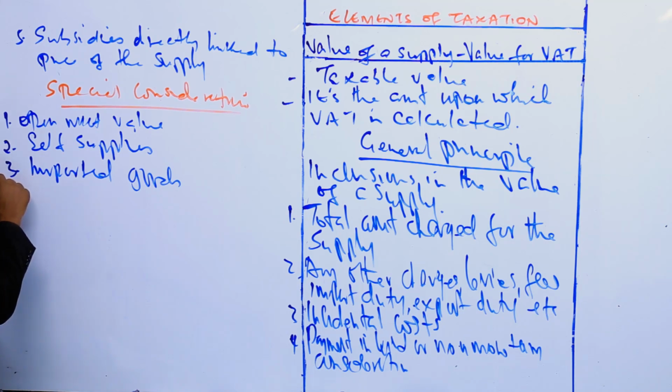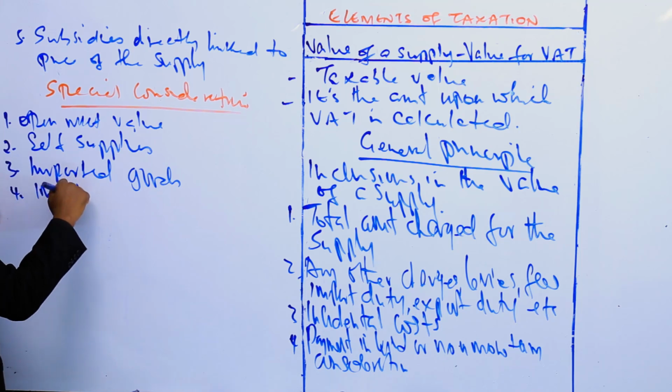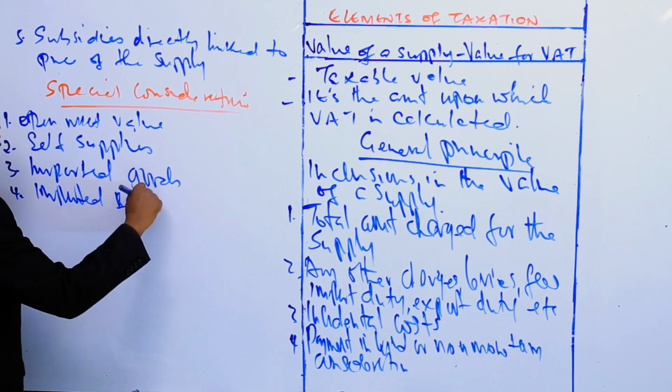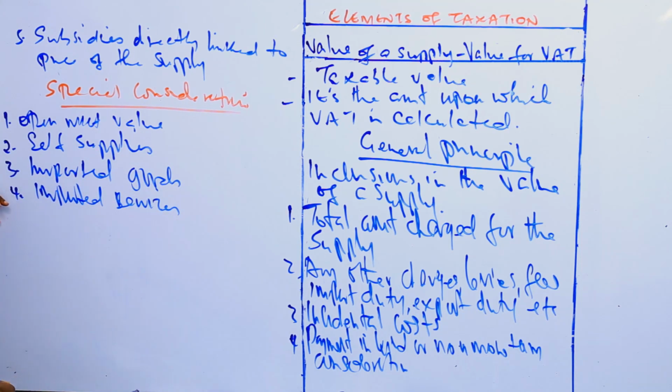Then we have import services. Imported services. We have imported goods and imported services, what we call the reverse charge. For imported taxable services, where the recipient in Kenya is a VAT registered person, they are generally required to account for VAT under the reverse charge mechanism. And this taxable value is the consideration paid or payable for the imported services.